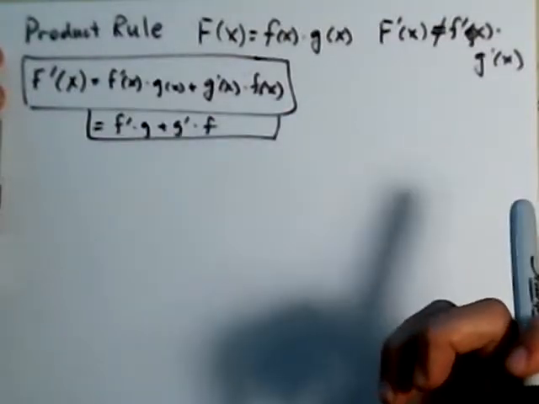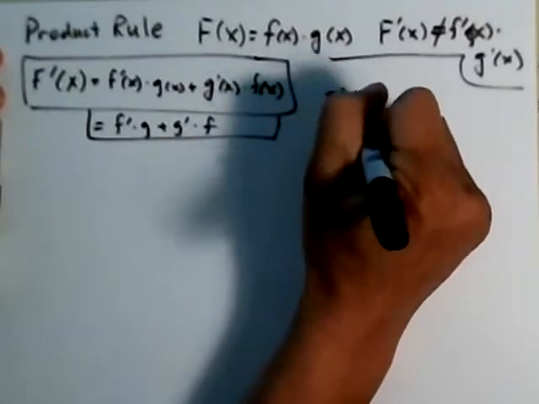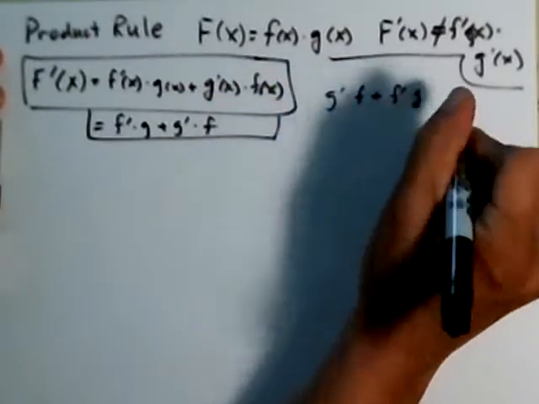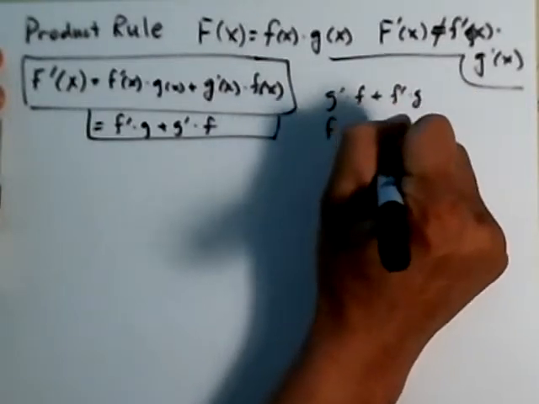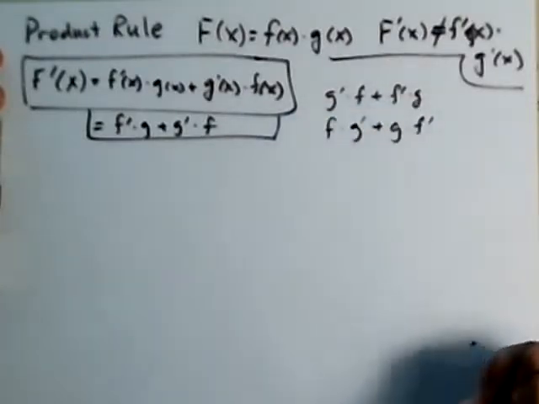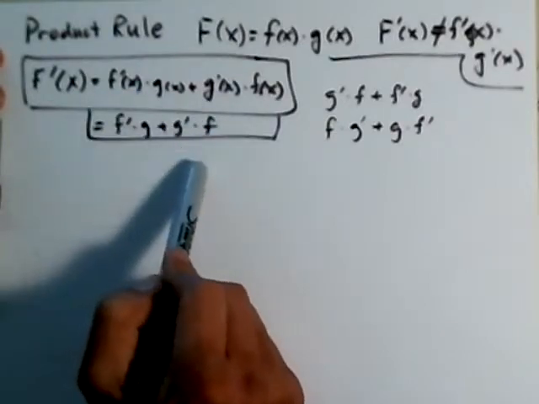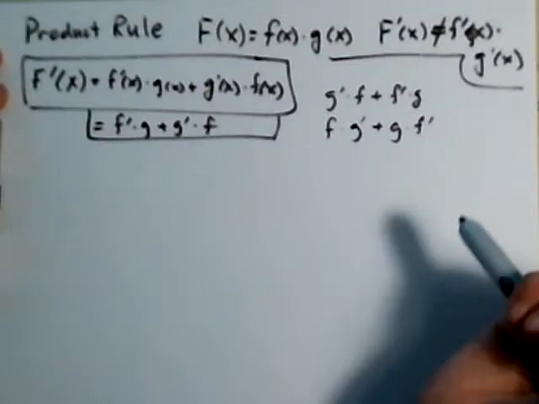I know a lot of teachers and a lot of books are going to write it like this: g prime times f plus f prime times g, or sometimes f times g prime plus g times f prime. These are all the same things. I want you to memorize it this way. There's a certain reason why I want you to memorize it this way, and I'll give you intuition on this.